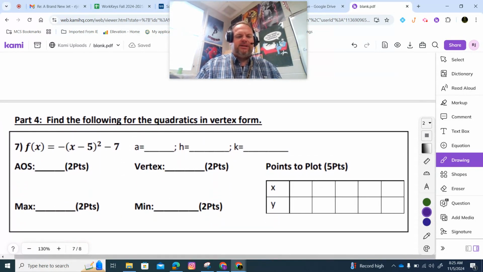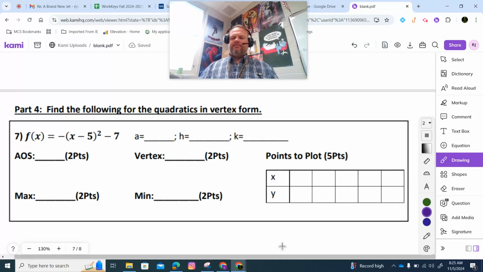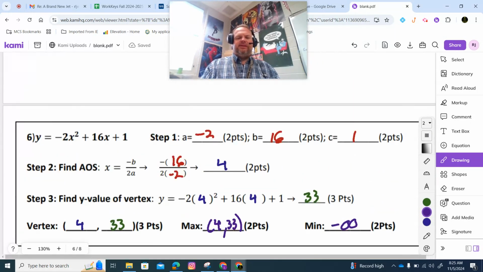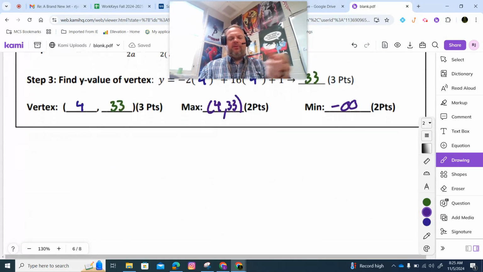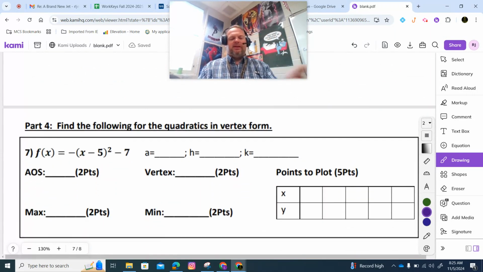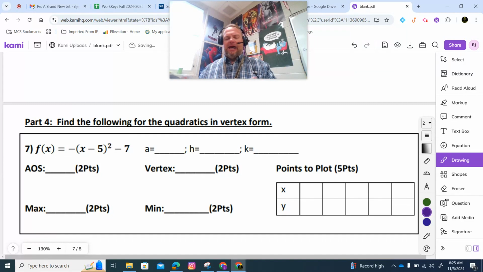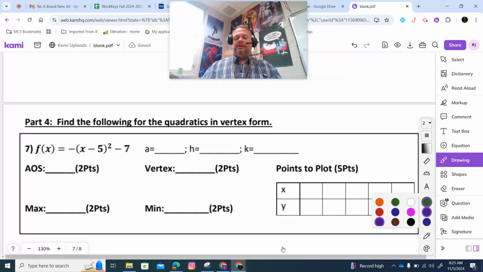Alright, vertex form. I don't know if you've seen this on both the standard form and the vertex form. These letters I'm asking for, they actually are in that order, like alphabetical, like the A is here, the H is here, the K is here. But you know.